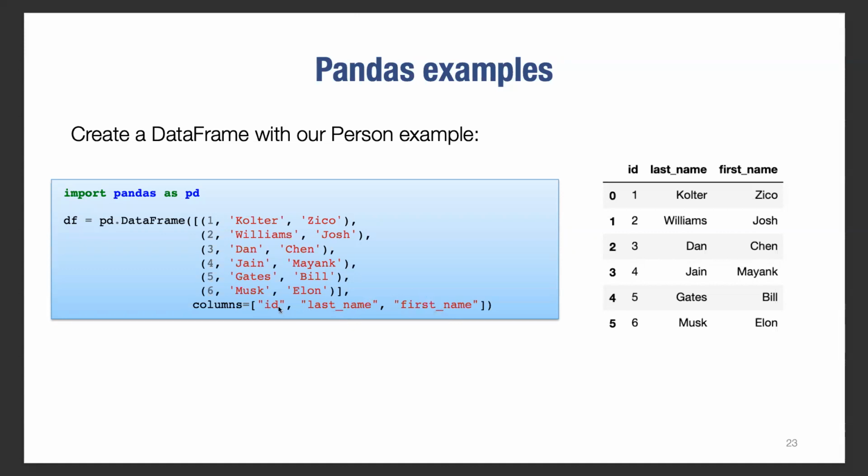So what that is telling you is this first column is for 1, 2, 3, 4, 5, 6. Last name is for Coulter, Williams, Dan, Jane, Gates, and Musk. And the first name is Zico, Josh, Chen, Mayank, and Bill. So after you run this and you print out df, which is the data frame, this is what you are going to get. This is how pandas represents a data frame.